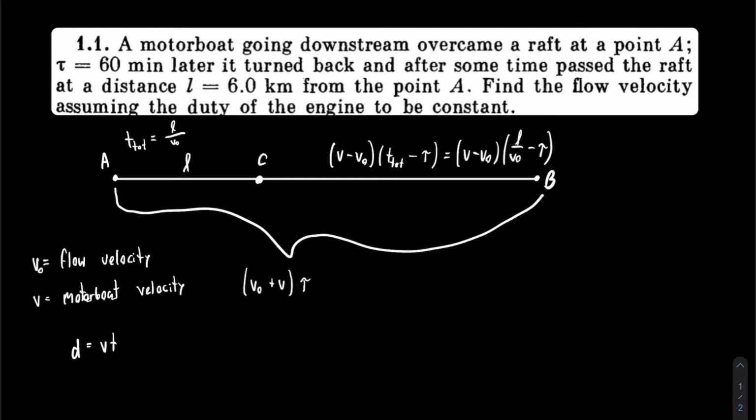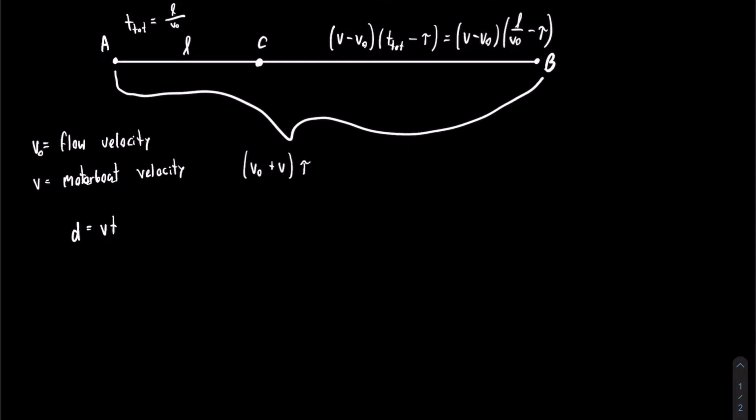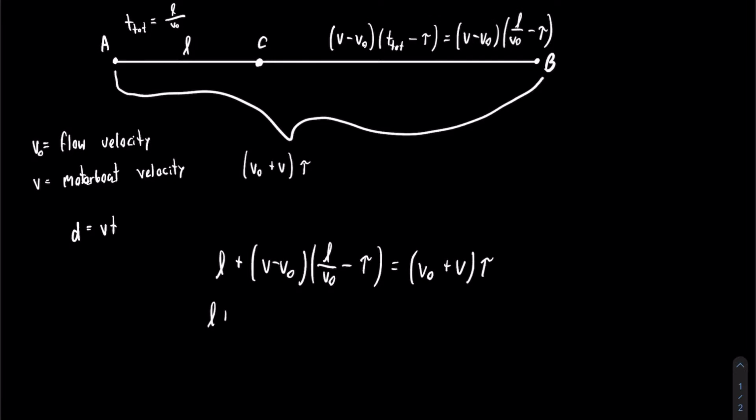Now we have things expressed in different ways so that when we solve for AC plus BC is equal to AB, we can actually get a useful equation. Putting this together, we get that L plus the quantity v minus v naught times the quantity L over v naught minus tau is all equal to the quantity v naught plus v all times tau. First thing that I will do is just distribute everything and FOIL everything out.